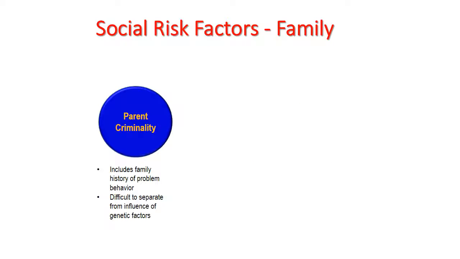In terms of family influences, we know that parental involvement in crime, which includes the family's history of problematic behavior, is a risk factor for children. It is, however, difficult to fully say that it is a social risk factor because it is difficult to separate the influence of nature versus nurture when it comes to this factor.